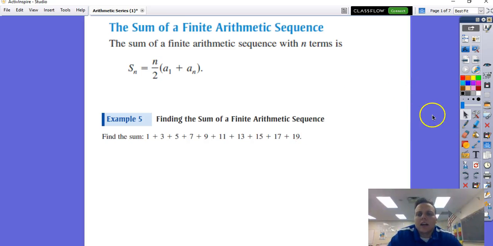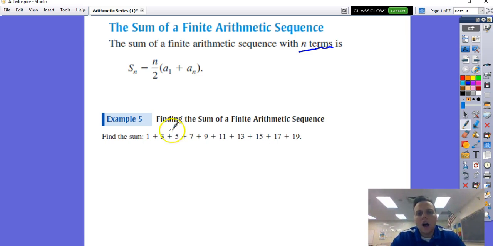Okay, so what we're going to talk about today is the sum of a finite arithmetic sequence. It's actually a fairly simple process. First off, pause this video and write down this formula. To find the sum of a finite arithmetic sequence with n terms, you realize here this is not an infinite sequence. We're not going on forever. We have a specific number of terms that we're going to add all together.